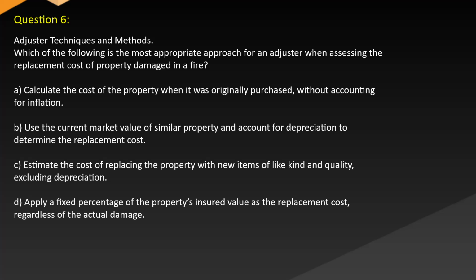A. Calculate the cost of the property when it was originally purchased without accounting for inflation. B. Use the current market value of similar property and account for depreciation to determine the replacement cost. C. Estimate the cost of replacing the property with new items of like kind and quality, excluding depreciation. D. Apply a fixed percentage of the property's insured value as the replacement cost, regardless of the actual damage.